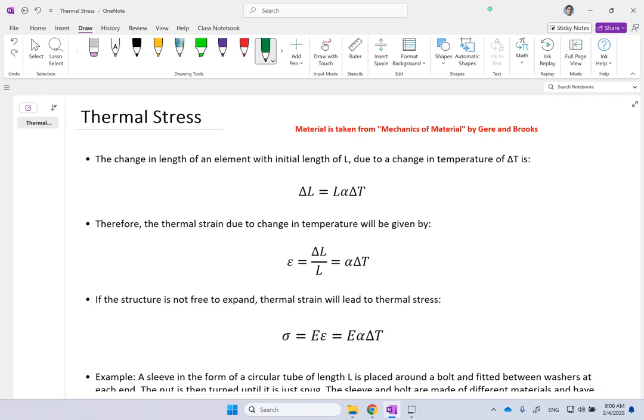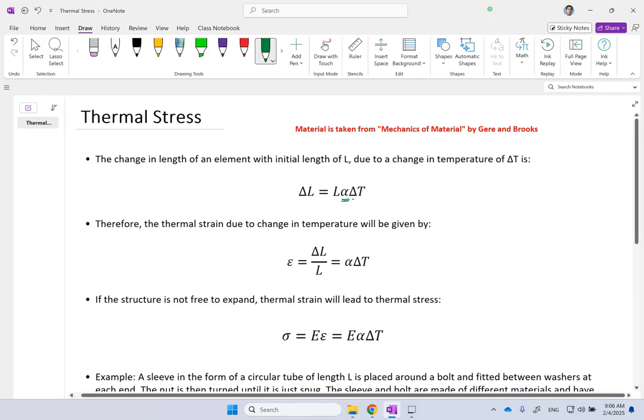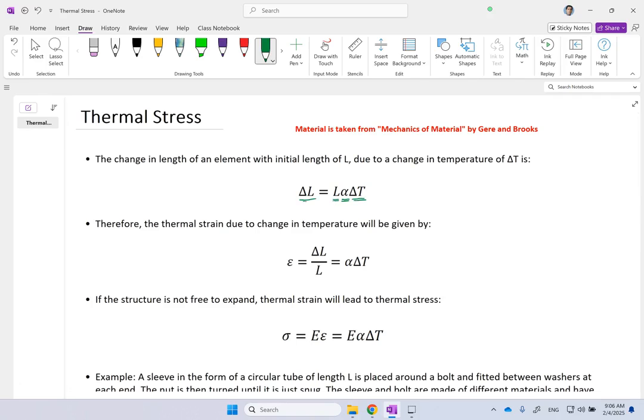Now you know that if you have some material with the thermal expansion coefficient alpha, the temperature increase is delta T and length is L. The change in the length is delta L equal L alpha delta T. So the strain due to that, which is delta L over L, is going to be alpha delta T. So this is the strain due to thermal expansion.